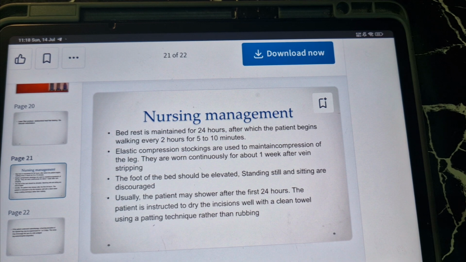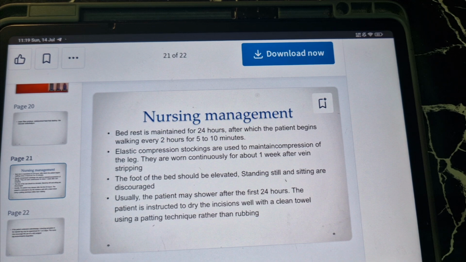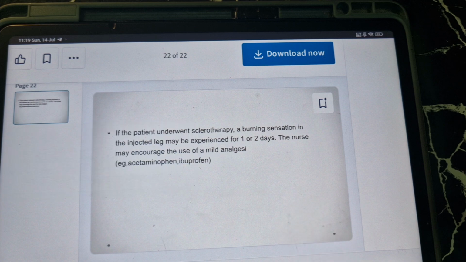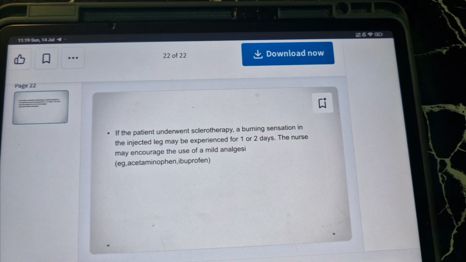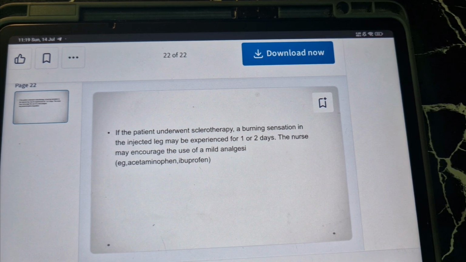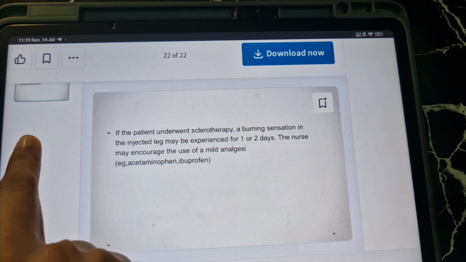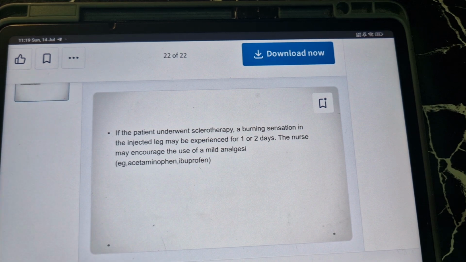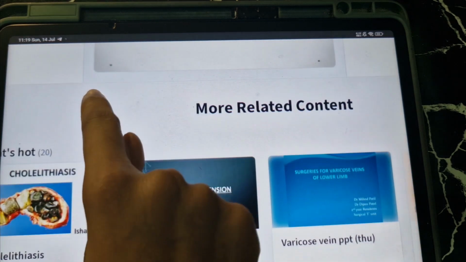Usually the patient may shower after the first 24 hours. The patient is instructed to dry the incisions well with a clean towel using a patting technique rather than rubbing. If the patient underwent sclerotherapy, a burning sensation in the injected leg may be experienced for 1 to 2 days. A nurse may encourage the use of mild analgesics like acetaminophen and ibuprofen. This is all about the varicose vein.